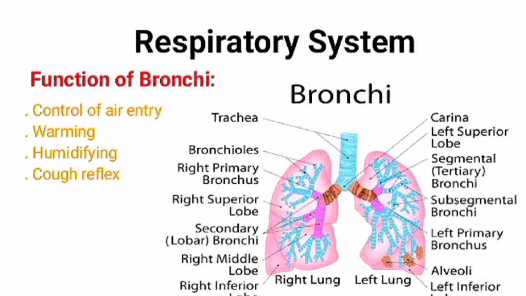Now, bronchi. The two primary bronchi form when the trachea divides at about the level of T5. The right bronchus is wider, shorter, and more vertical than the left bronchus. The left bronchus is narrower than the right. After entering the left lung, it divides into two branches, one to each lobe.